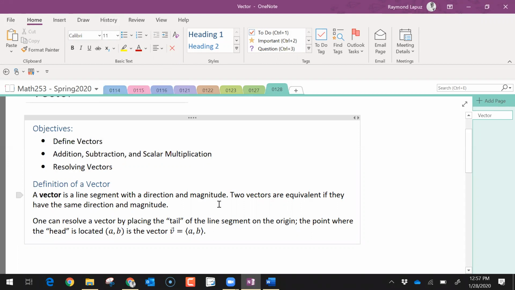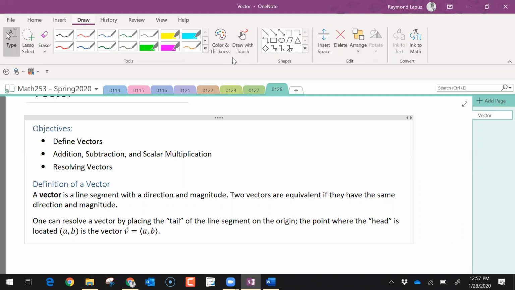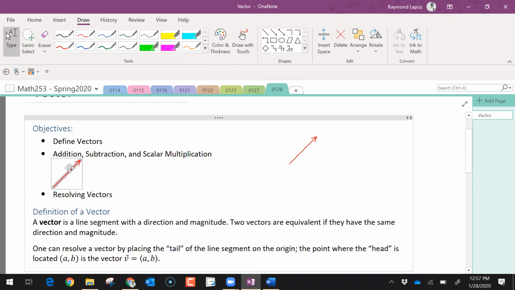So a vector is a line segment with direction and magnitude. 2 vectors are equivalent if they have the same direction and magnitude. And the idea behind that is that a vector can be placed in a bunch of different places. So let's see if I can, instead of drawing it, maybe I can just draw a line segment. If I take that vector and move it around, these 2 are essentially going to be the same vector, even though they're not in the same place.